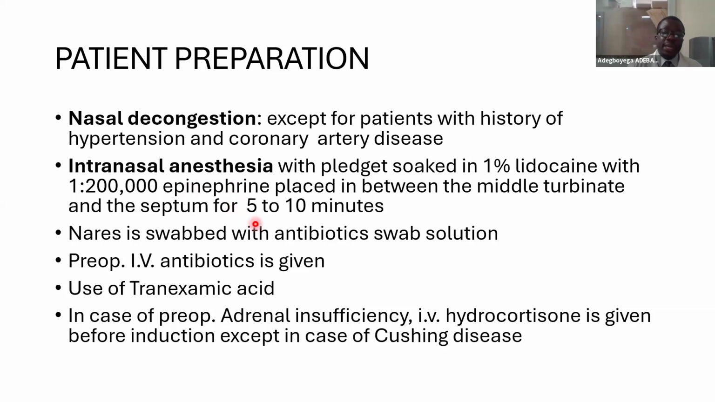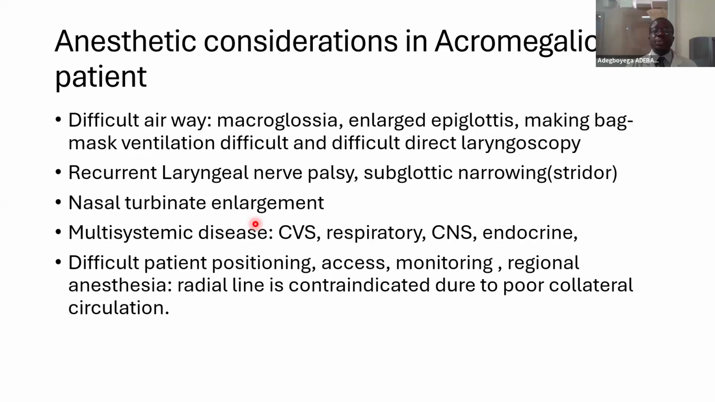The use of tranexamic acid has also been employed to reduce risk of bleeding. Attention needs to be paid to patients with pre-op adrenal insufficiency. Such patients are given stress dose hydrocortisone, except for patients with Cushing's disease. Anesthetic consideration, especially in patients with acromegaly, is very important because such patients have risk of difficult airway and also have accompanying multisystemic disease that needs to be looked into and optimized appropriately before surgery.